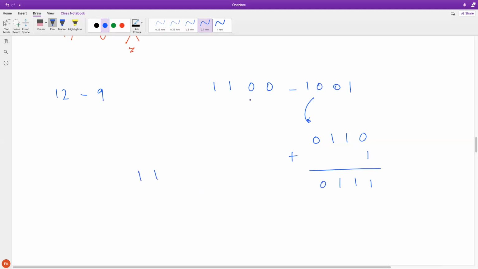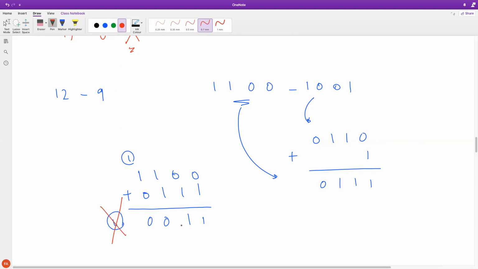Add numbers now. 1, 1, the original number, and this one. 1, 1, 0, 0 plus 0, 1, 1, 1. Add these two numbers. 1 plus 1, 1. 0, 1 plus 0 is 1. 1 plus 0, 1, 1, 0. Carry 1. 1 plus 1 plus 0, 0. Carry 1. 2's complement: discard the carry. This is your answer. 12 minus 9 is 3. This is 1 and 2, which is 3.